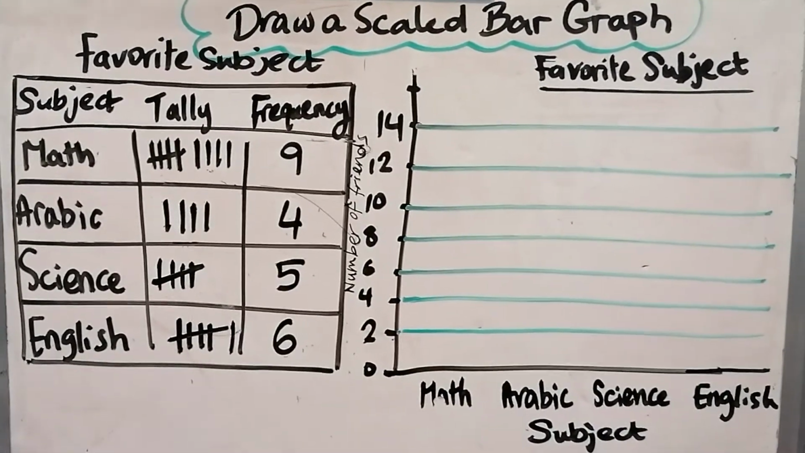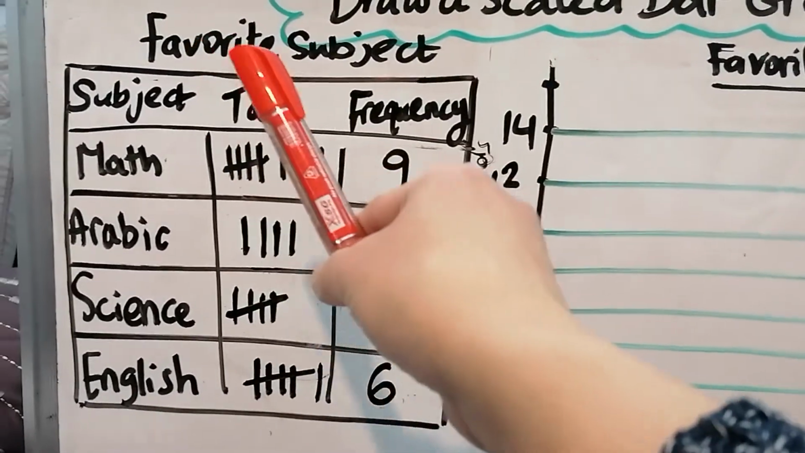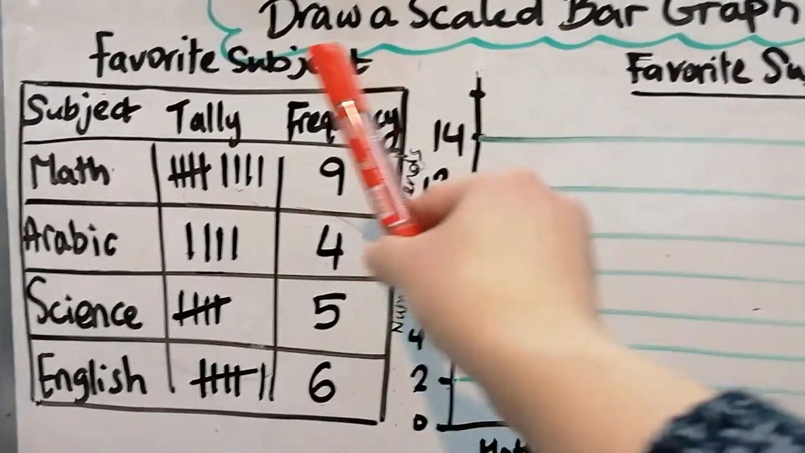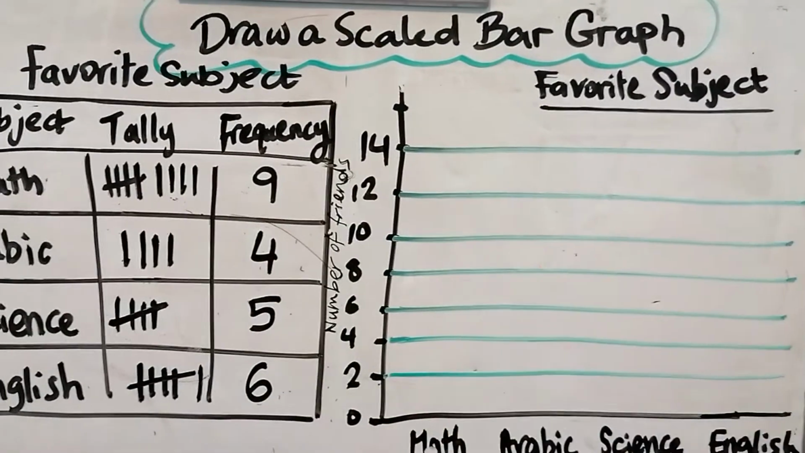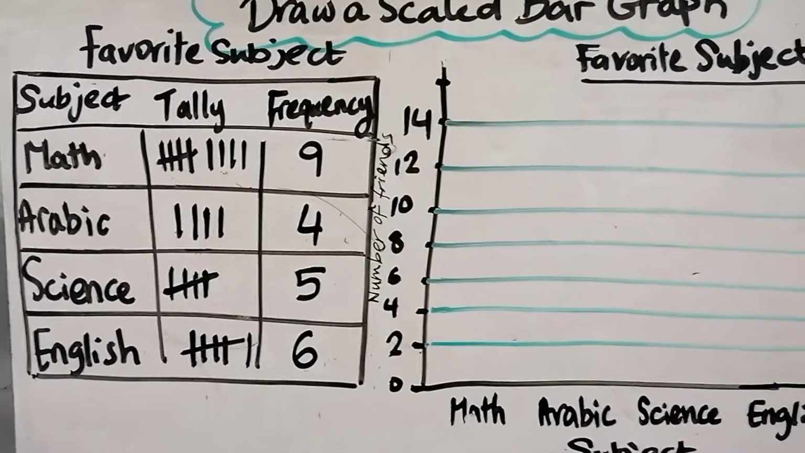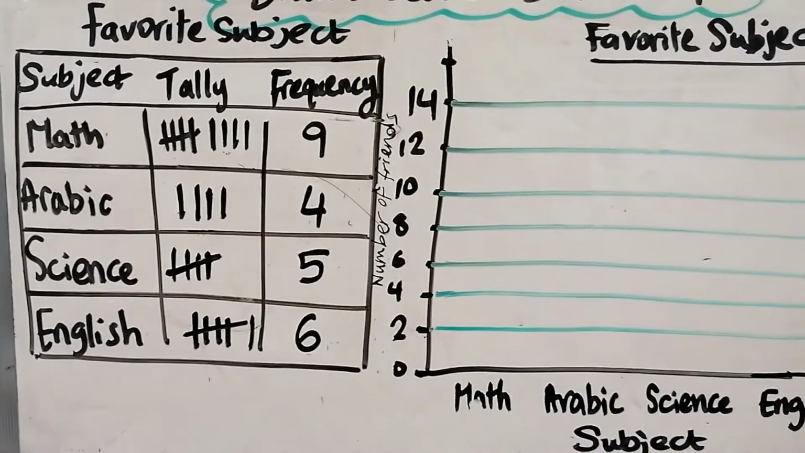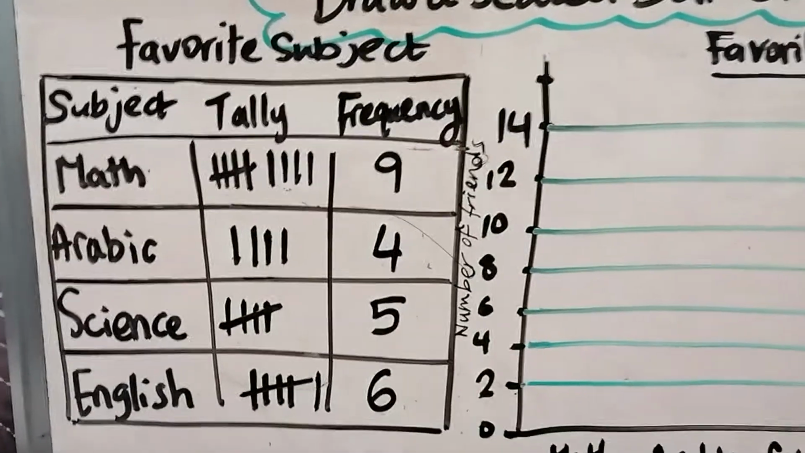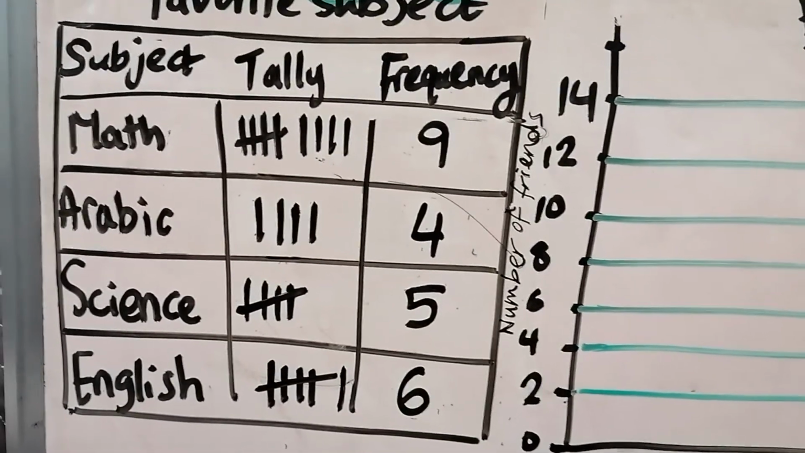First of all, we need to make sure we have the title, favorite subject. So both are representing the same set of data, favorite subject. So someone must have asked their friends what's their favorite subject. Let's look at the tally chart and the frequency table over here.